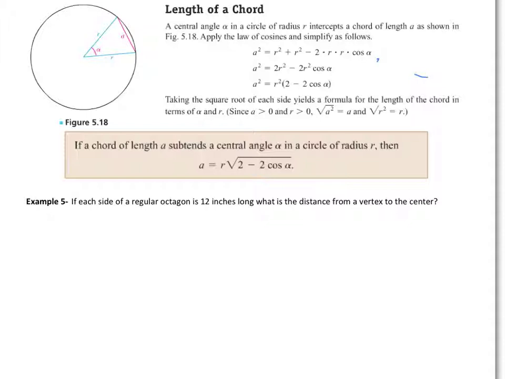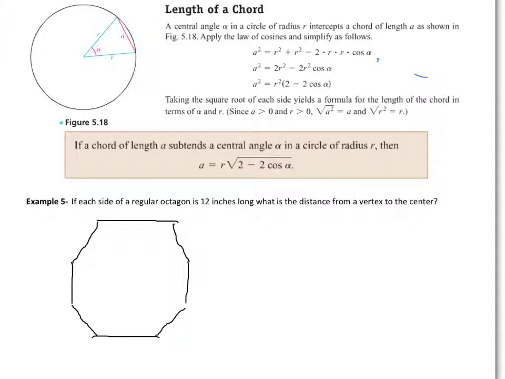Okay, so now example 5 says if each side of a regular octagon is 12 inches, what is the distance from a vertex to the center? Okay, so if we draw our octagon, here we go. You know, as a dry red guy, you think I could draw a stop sign a little better. There's our wonderful regular octagon.